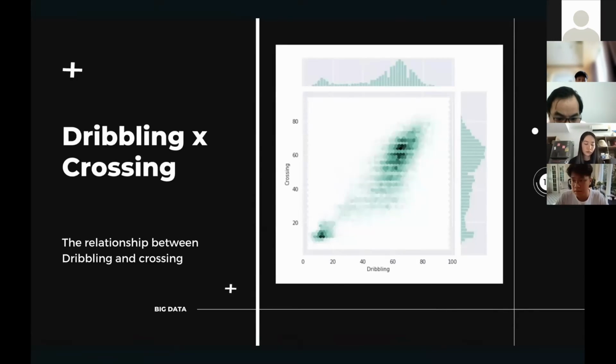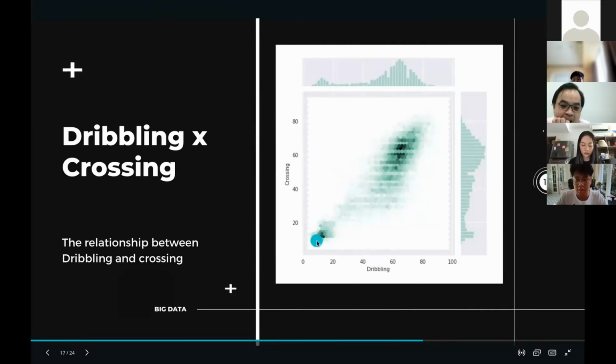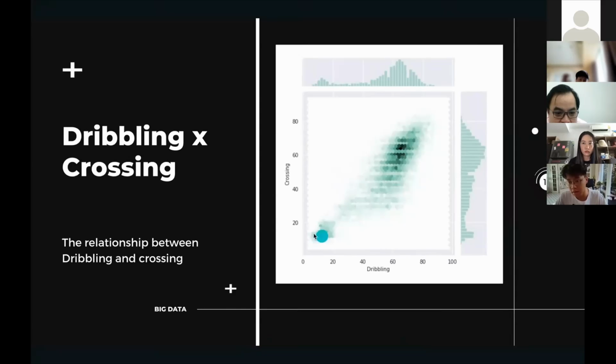And this one is comparing dribbling and crossing to each other. What we can see is that it is like a linear one where there are two clusters of players around two points.